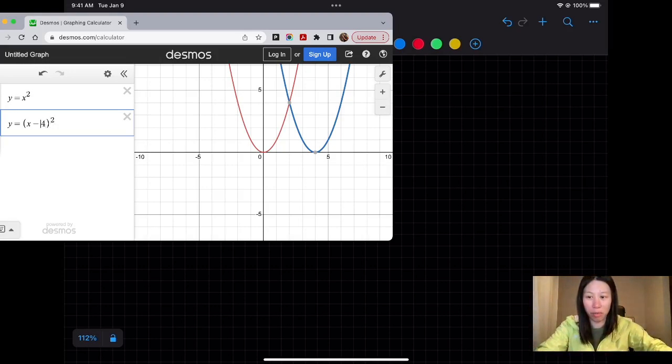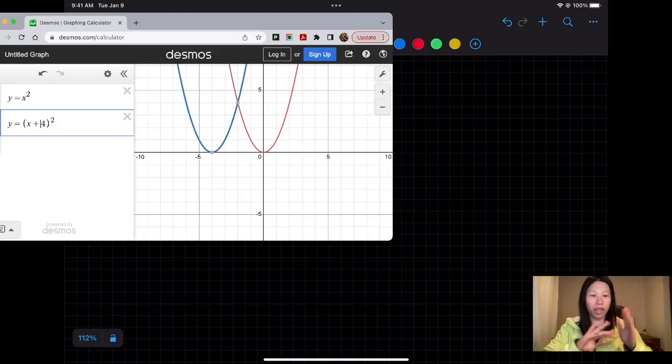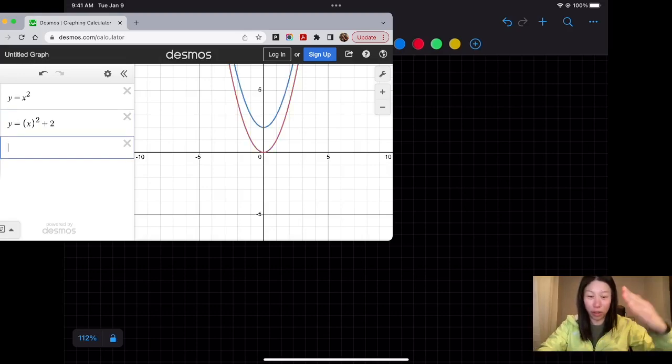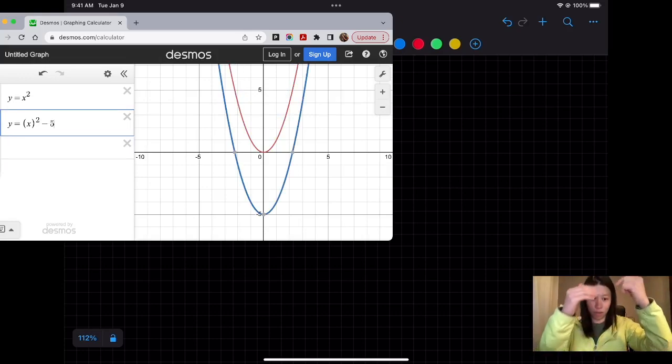Also, we can do something, what about plus 4? Then that means shift to the left. If you minus 4, it shifts to the right. But what about if I add 2? So the function shifts up, right? So if I minus 5, the function moves down, the whole function.